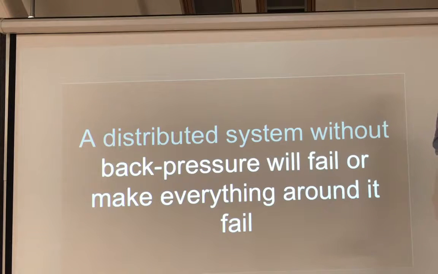Your system fails, and now the system that talks to your system, that fails too, and it bubbles out, and everything fails.